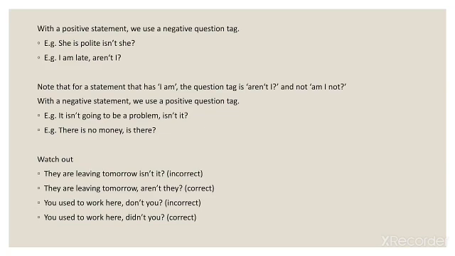Sometimes we tend to make some common errors. Examples, they are leaving tomorrow, isn't it? So this is actually incorrect. The correct statement is, they are leaving tomorrow, aren't they? You used to work here, don't you? This is incorrect, and the correct statement is, you used to work here, didn't you?